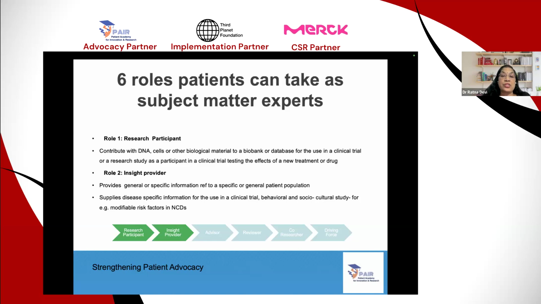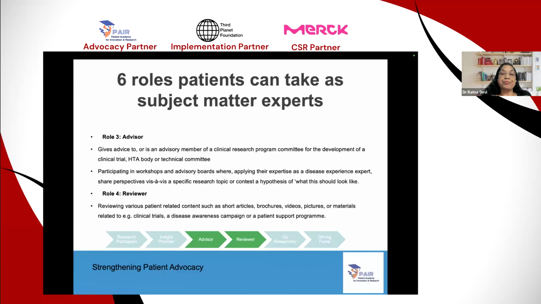So the first role is as a research participant, and as I said, they could be contributing with DNA, with cells, or other biological material for clinical trials, or information to a database, or feedback to documents, and be passive participants. Role 2 is an insight provider, where they provide generic or specific information referred to a specific or general patient population, and supplies disease-specific information for the use in a clinical trial, behavioral or sociocultural study, for example, modifiable risk factors to non-communicable diseases.